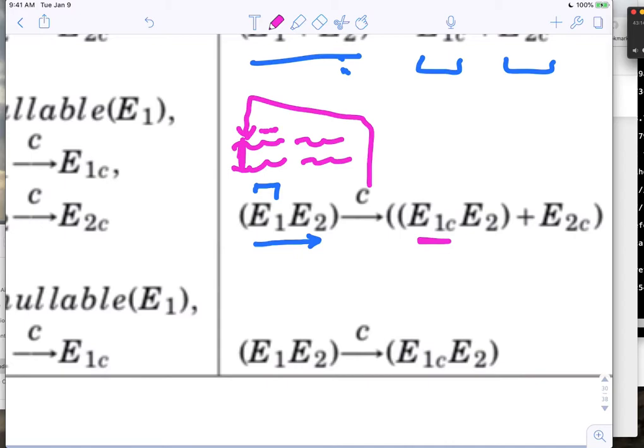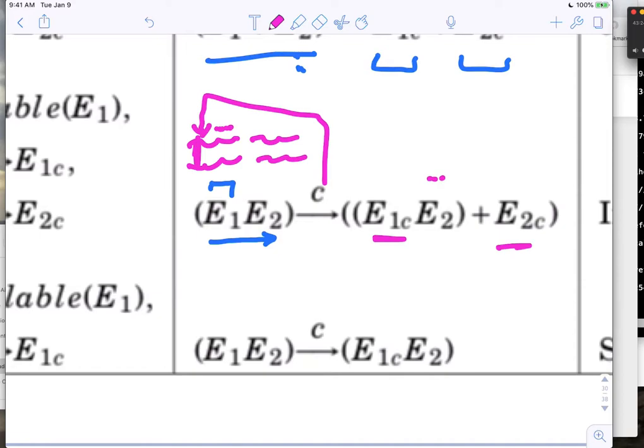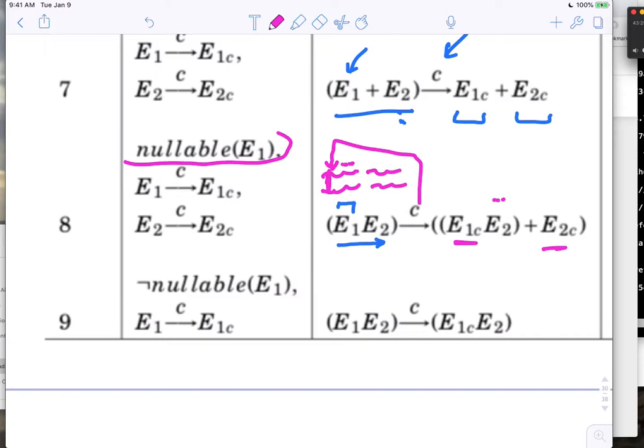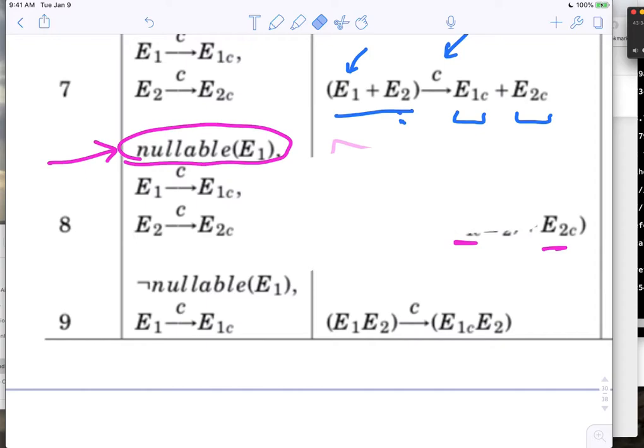And then if you take from E1C, then you have E2. But suppose E1 is nullable, then you have E2C. That's essentially saying nullable E1. Now, if E1 is nullable, then under those conditions, this rule works.